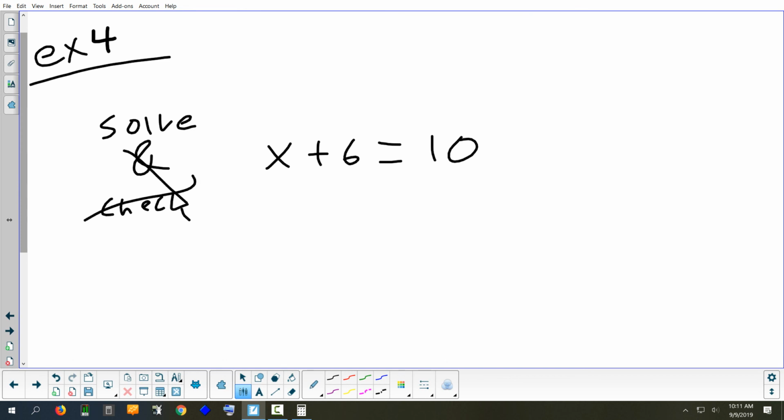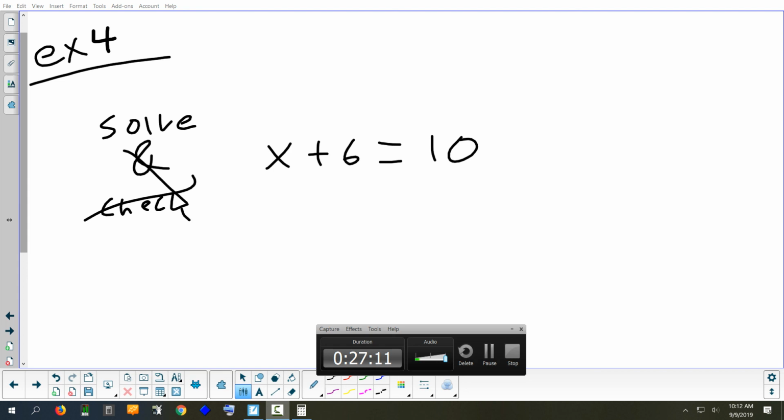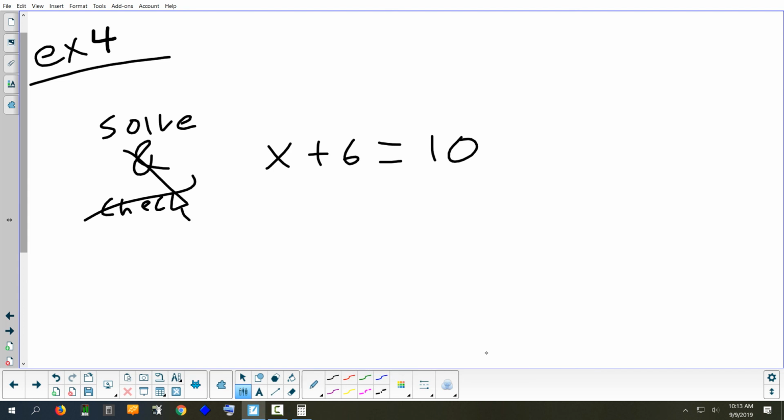All right, so example 4, I want you guys to take maybe like 30 seconds and solve that. You don't have to check it. Just solve it. So anybody tell me what's the operation that I have to use? Just tell me that first. Yep. Subtraction. Patriot, can you tell me what I need to subtract? You have to subtract 6 from both sides.